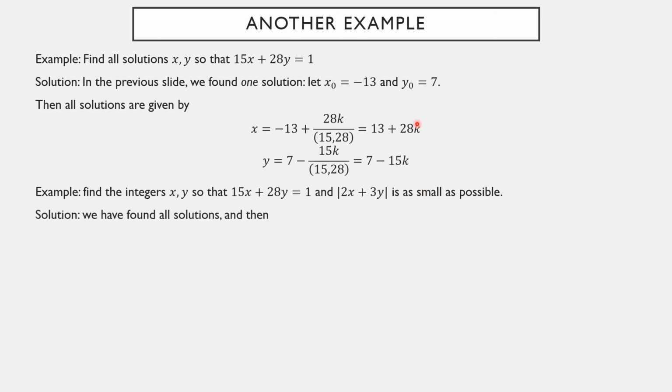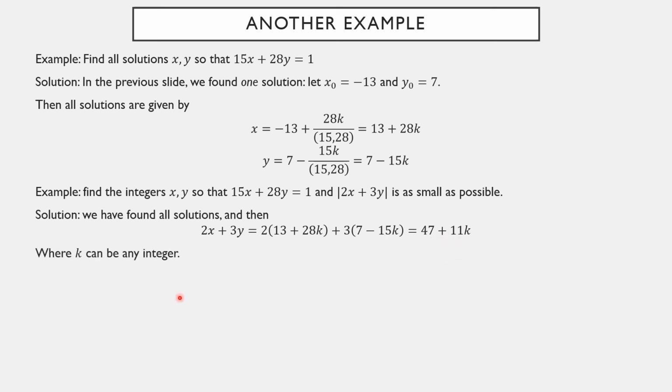Now we've already found all solutions up here. Therefore, 2x plus 3y must be 2 times this plus 3 times that, 47 plus 11k, once you simplify all of this down. So any solution x, y must be of the form x is 13 plus 28k and y is 7 minus 15 times k, where these two k's are the same integer. Therefore, 2x plus 3y must be given by 47 plus 11k.